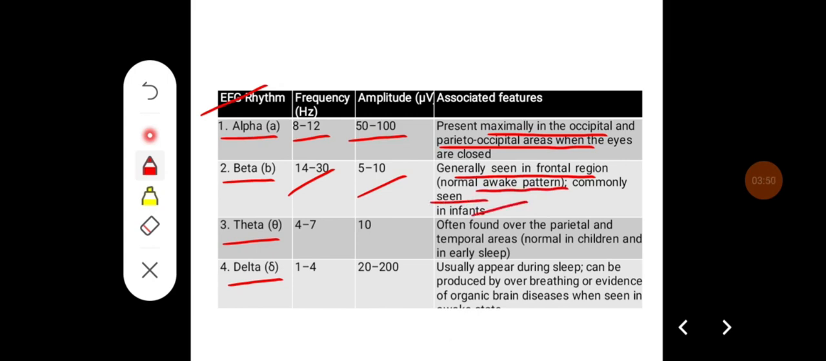Generally, beta waves are seen in the frontal region, normally in the wake pattern, and they are also commonly seen in infants. The theta rhythm frequency is low, 4 to 7 hertz. Amplitude is also less, often found over the parietal and temporal areas. They are also normal in children and in early phases of sleep. Whereas the delta rhythm frequency is further low, 1 to 4 hertz, but amplitude is higher. They can measure up to 20 to 200 microvolts and usually appear during sleep. It can be produced by overbreathing or be evidence of any organic brain disease.